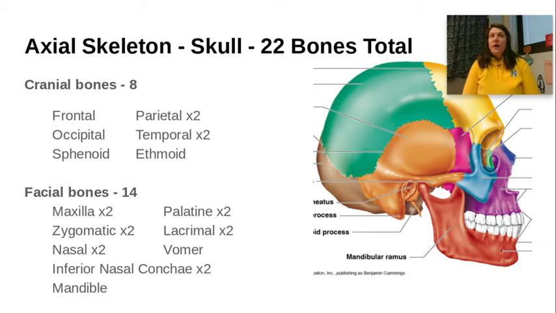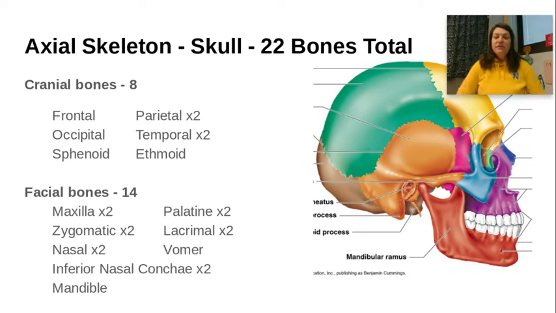So we first have the cranial bones. There are 8 cranial bones. We have the frontal, the occipital, the sphenoid, and the parietal. We have 2 of those, right? Because they're on either side. We have the temporal, which again, on either side, that's why we have 2 of them. And then the ethmoid.